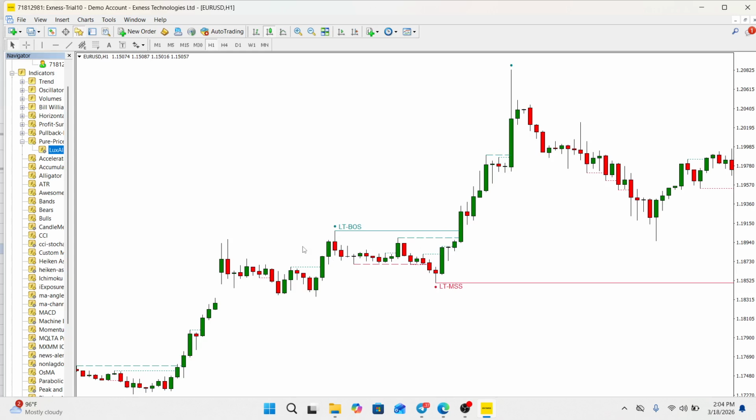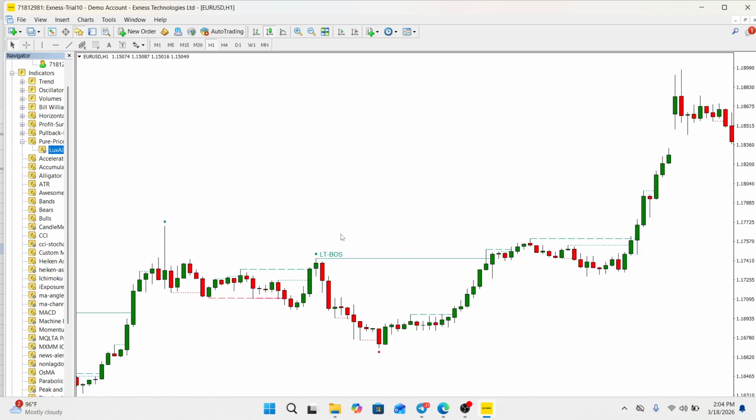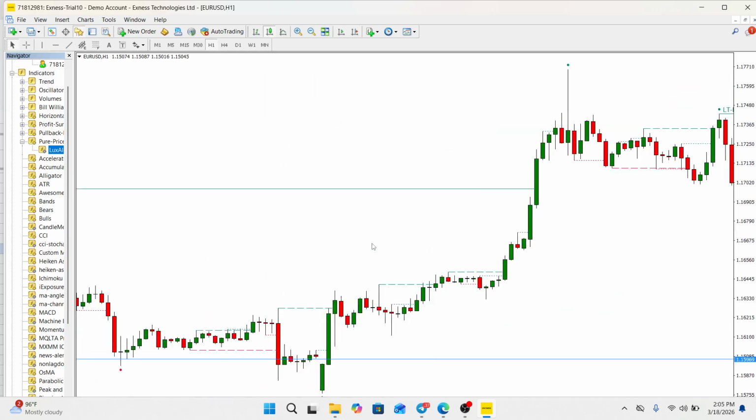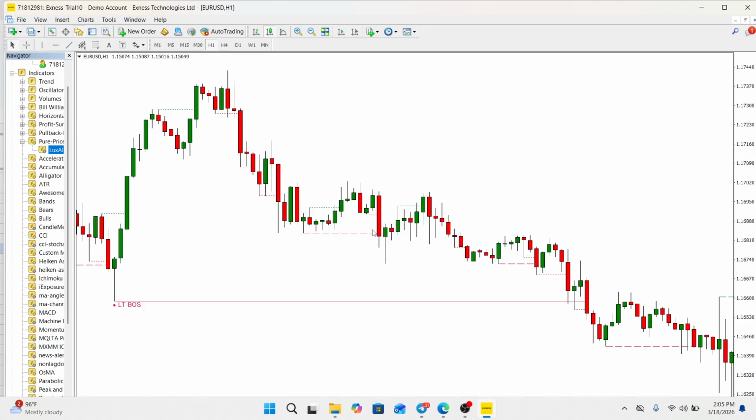The indicator also distinguishes between long-term and short-term structure by using LT and ST tags, as you can see over here. So traders can see the broader trend while still tracking smaller shifts inside it. This combination of BOS, MSS, LT, and ST markings creates a clear map of trend direction, potential reversal points, and structural zones that may act as future support or resistance.